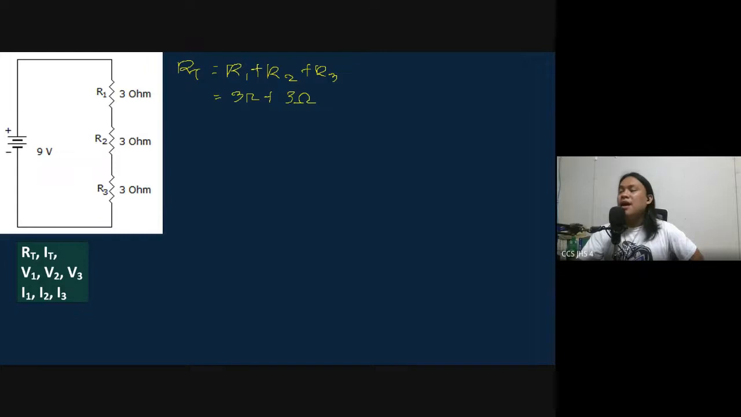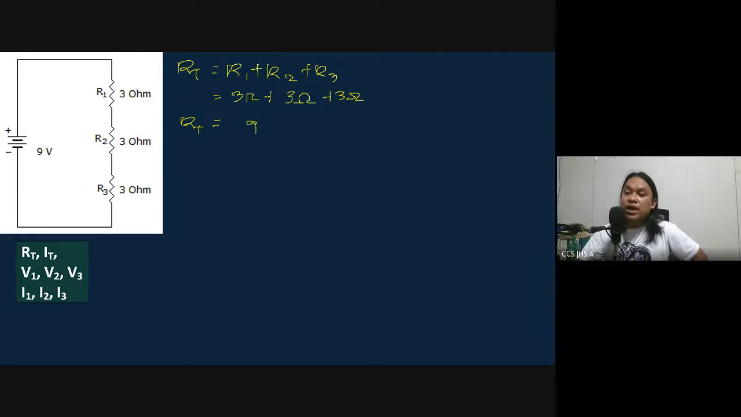Please bear with my handwriting. I'm not really good at using this pen tablet, whatever it is. Plus 3 ohms. So, i-total din na to. 3 plus 3 plus 3. What's the value of our total resistance? Ila? 3 plus 3 plus 3. Okay, very good. 9.